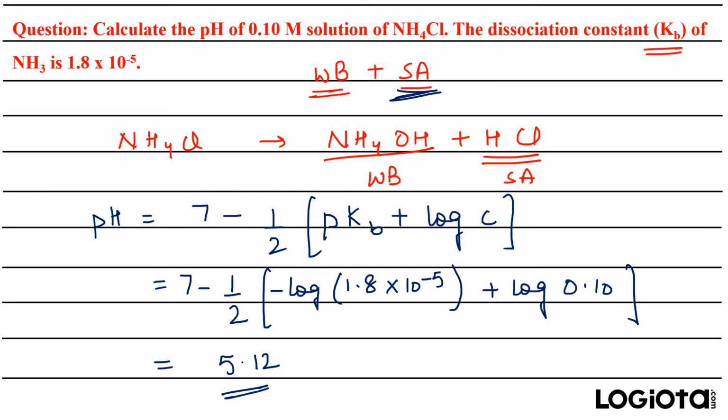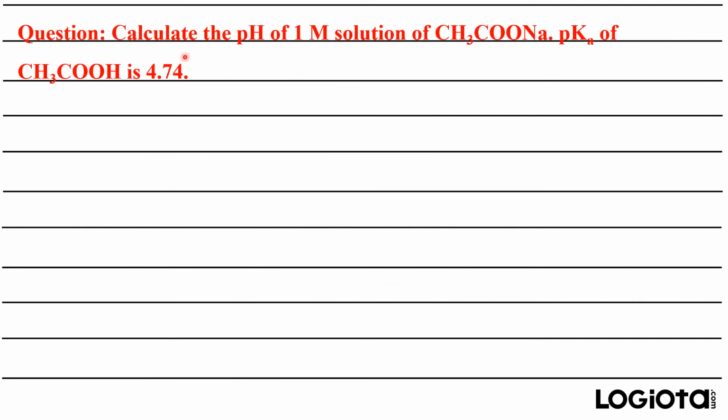Okay, now let's see another example. The question is, calculate the pH of 1 molar solution of CH3COONa. The pKa of CH3COOH is 4.74. Now in this question, pKa is given, so it means that a weak acid is involved, and no pKb or Kb is given, so it means that it is a strong base. So this salt is a combination of weak acid and strong base.